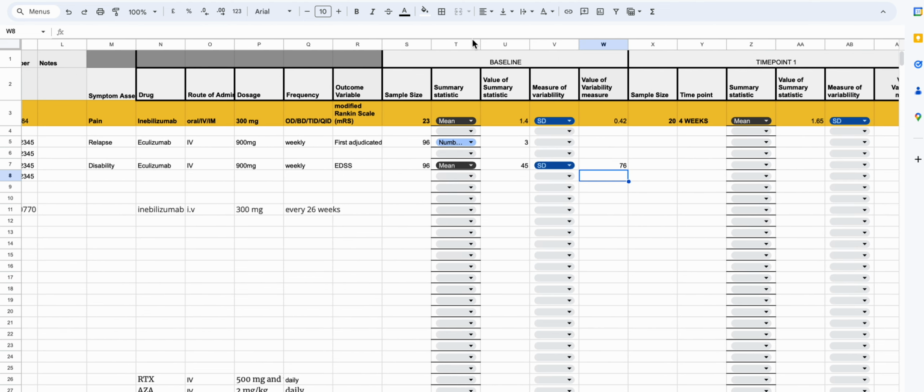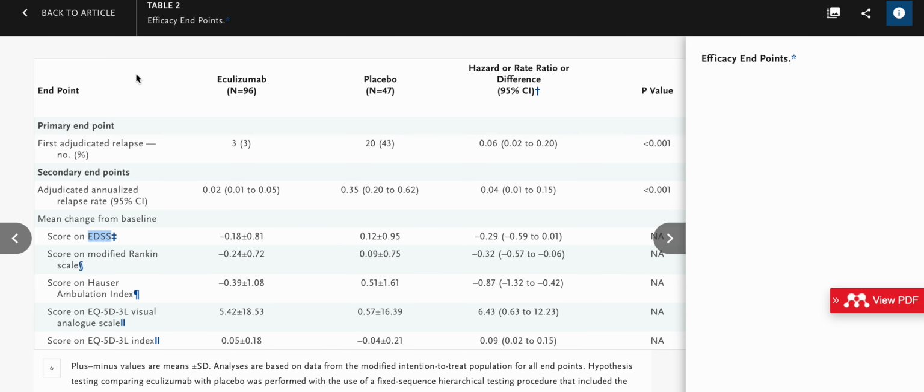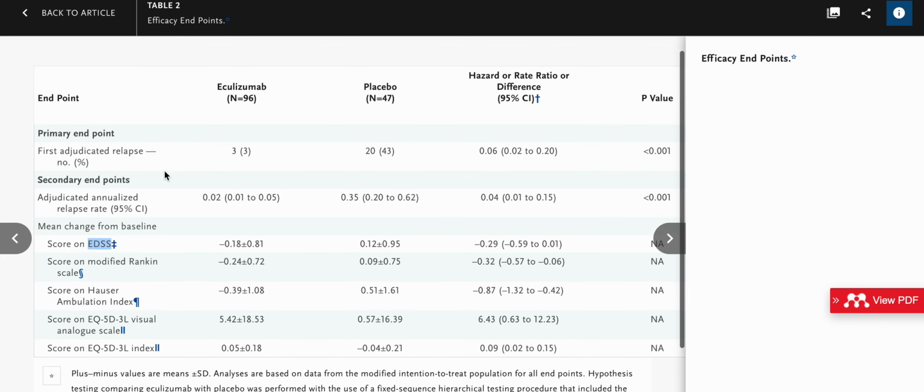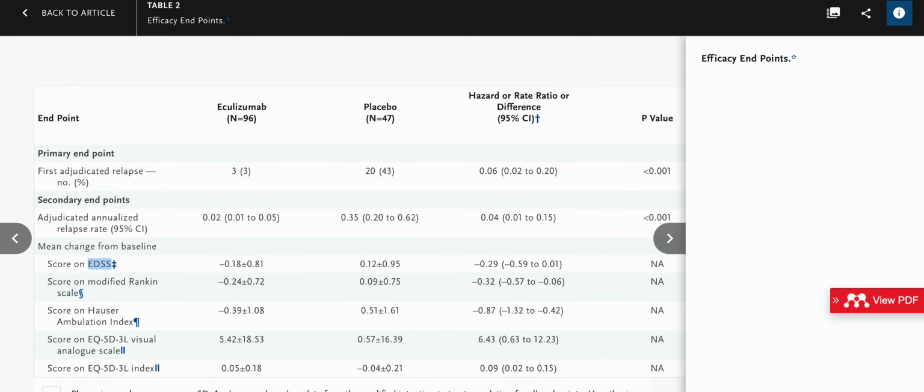So in this way we have entered the baseline data. After this we would enter the time point 1 data. What is time point 1 data? So for example in this article, this is the efficacy endpoint, right? That means it is a time point.